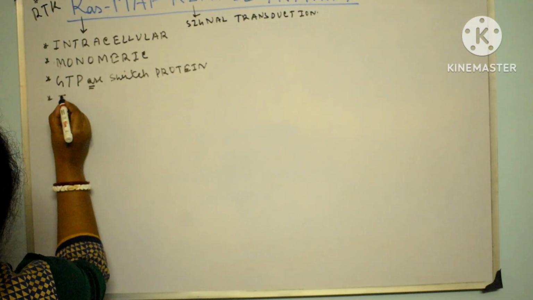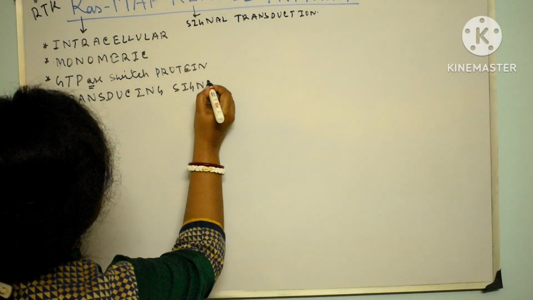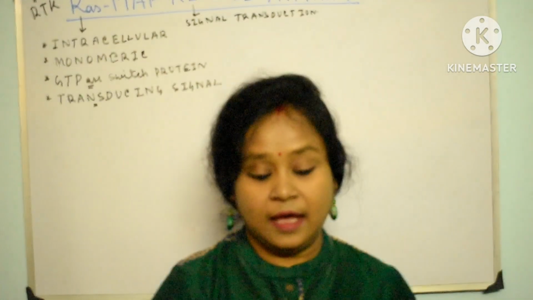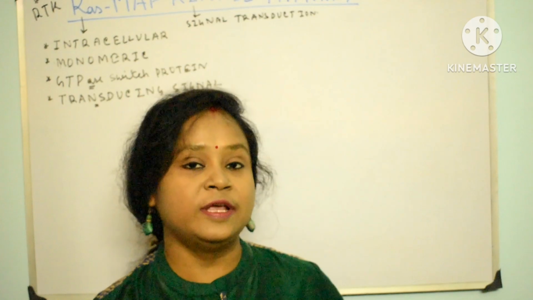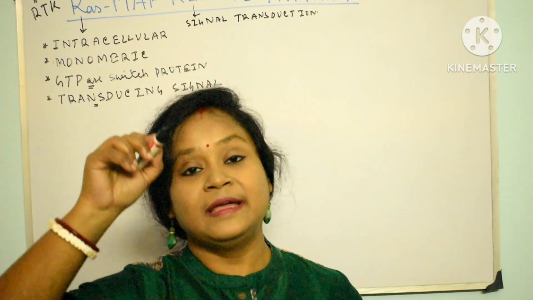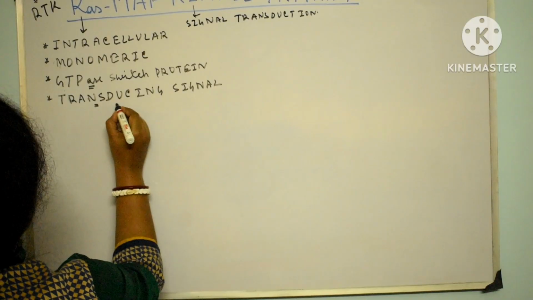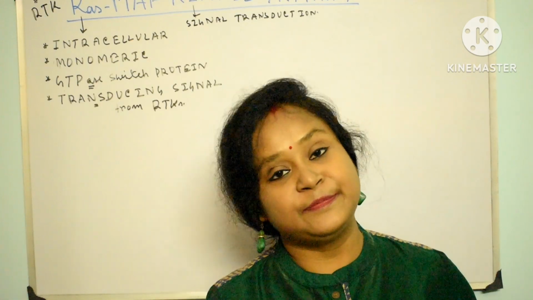It functions as a signal transducer. What does transducing mean? Transducing means it amplifies the signal many more times. If 10 molecules are coming in, after transducing, these will be 10 to the power 10. This Ras, as it is a GTPase switch protein, switches between the GDP and GTP forms.